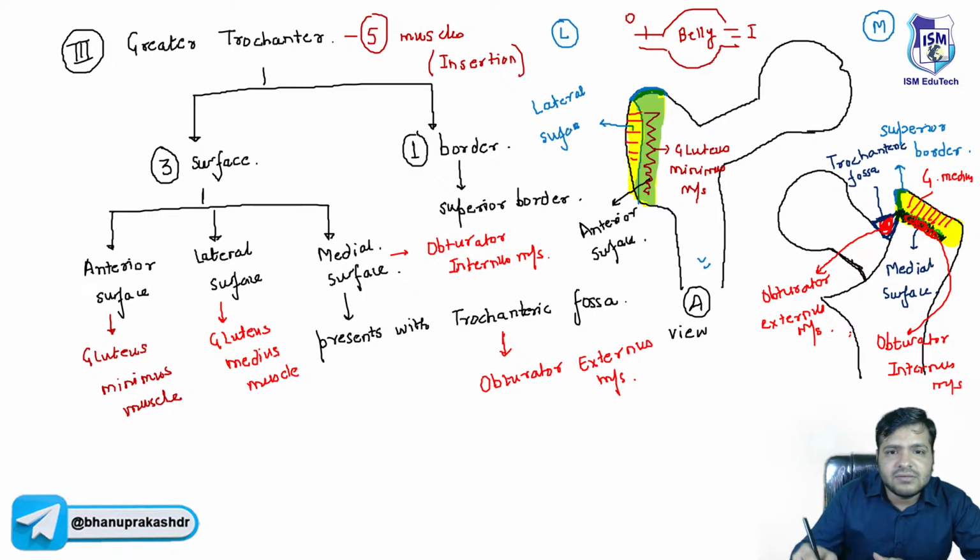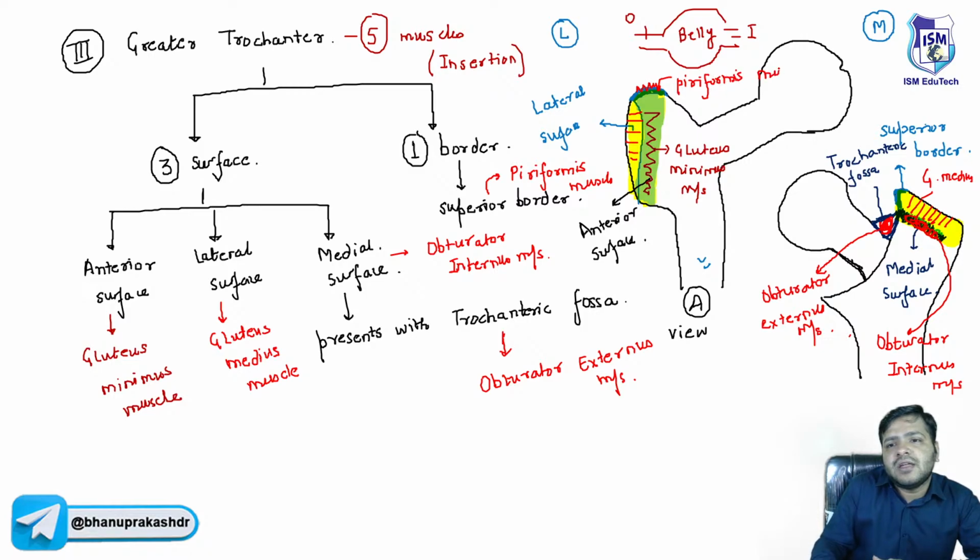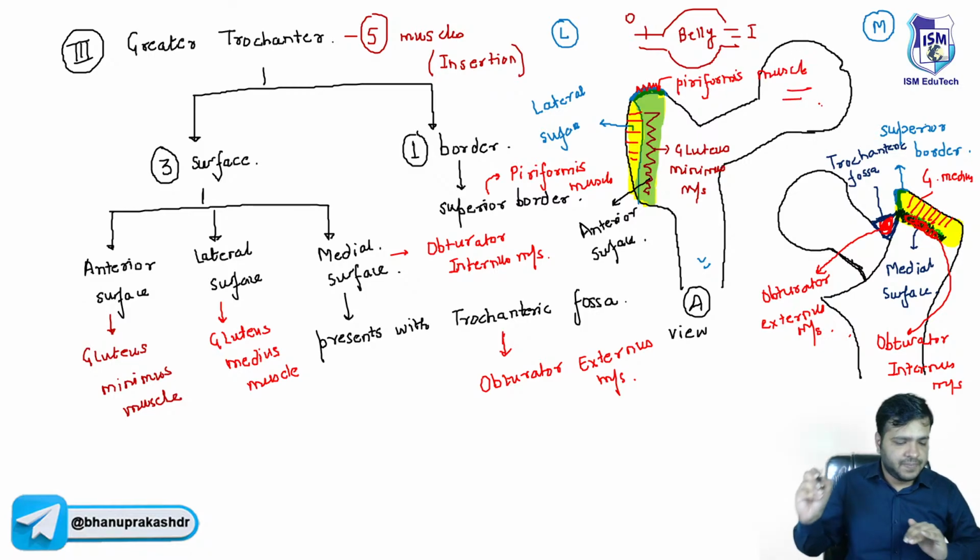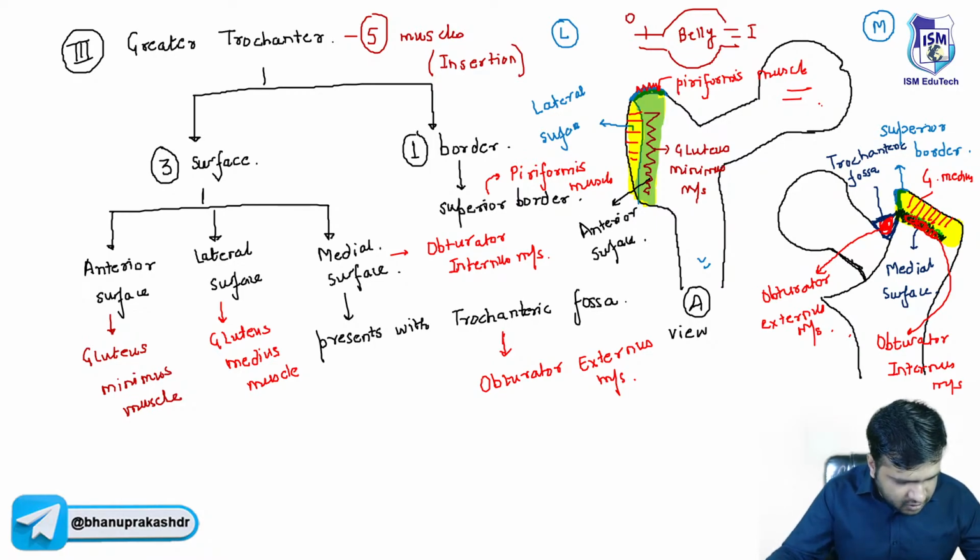After that, remember the superior border will again contain one insertion of a muscle, and that is the piriformis muscle. So this is the superior border, and the muscle attached here is called the piriformis muscle.